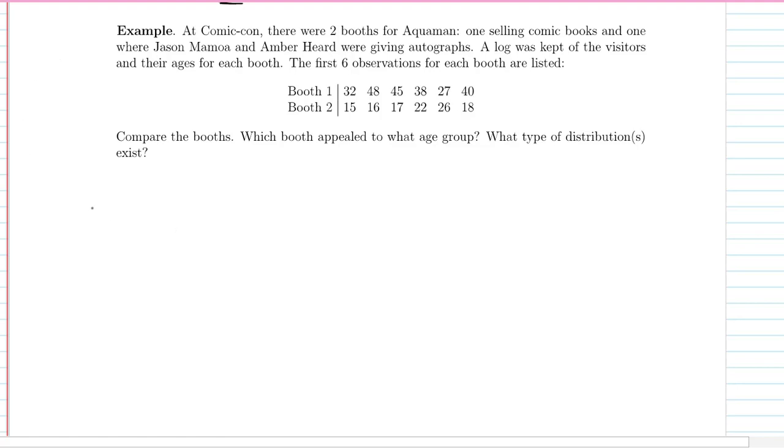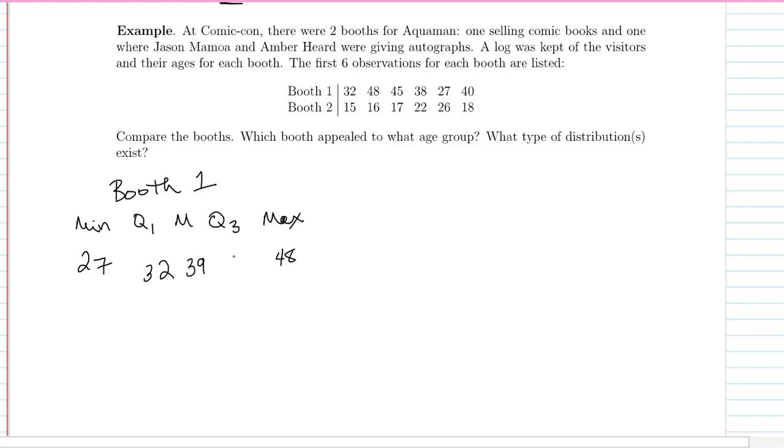So we created a stem plot. We figured out the 5-number summary. So I'll just rewrite the 5-number summary. Booth 1. Remember, when we write out the 5-number summary, we do min, Q1, median, Q3, and then max. And then we figured out what these values were. The minimum for booth 1 is 27. The maximum for booth 1 is 48. And then the median was 39, Q1 is 32, and Q3 is 45.